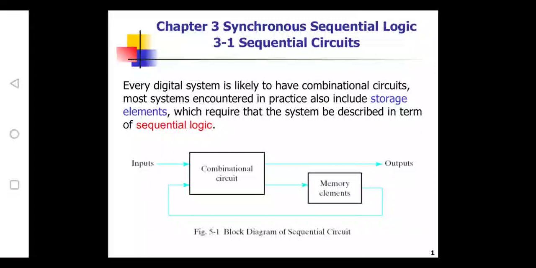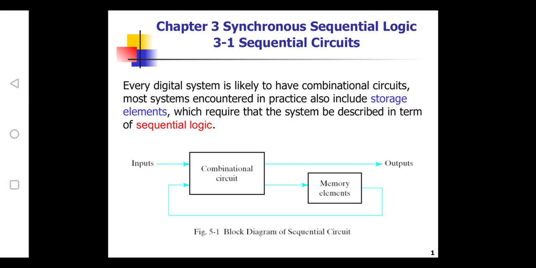So in this session, let us discuss what is meant by a sequential circuit and what the different types of sequential circuits are. As we know, digital circuits may be either combinational or sequential. In the last session, we discussed how to design a combinational circuit. Before going for the design procedure, first let us know what is meant by a sequential circuit, the importance of a sequential circuit, and what the basic sequential circuits are.